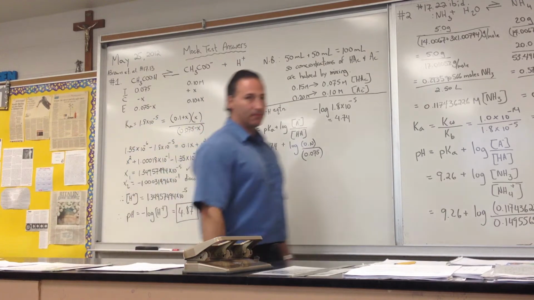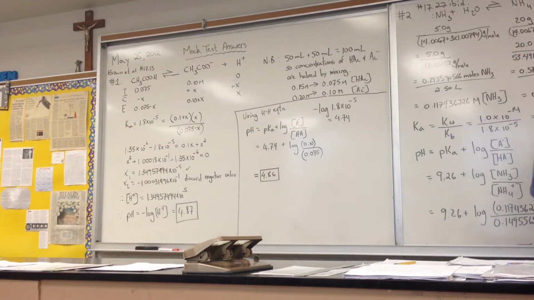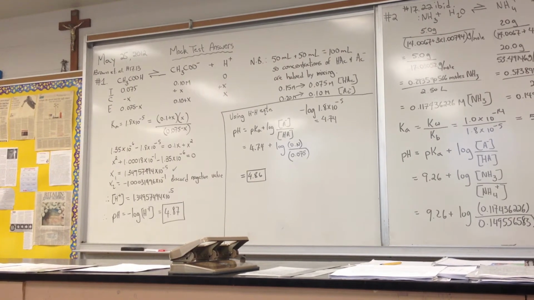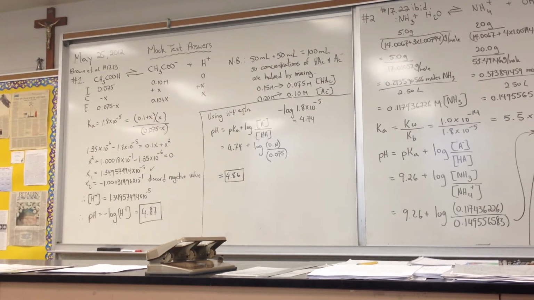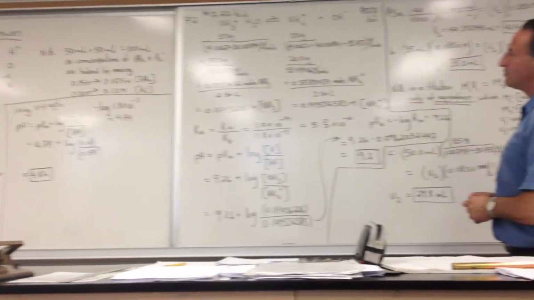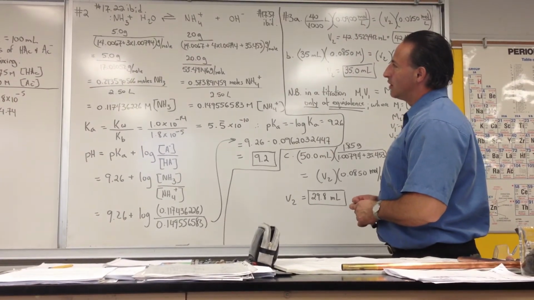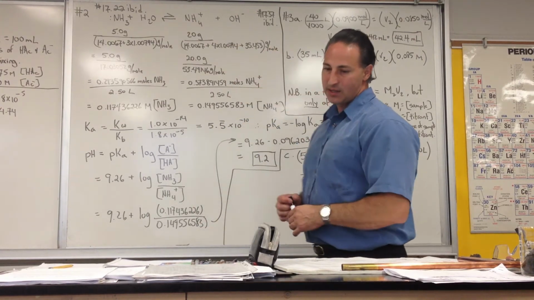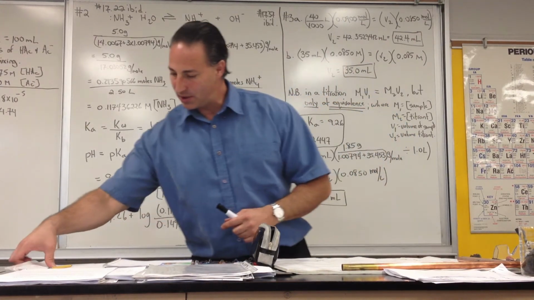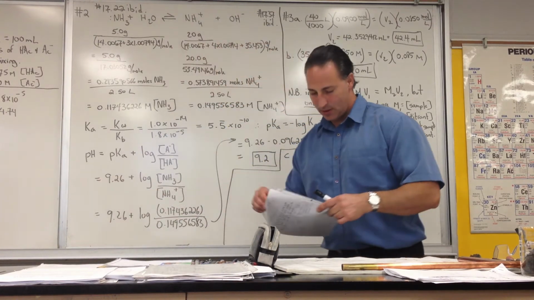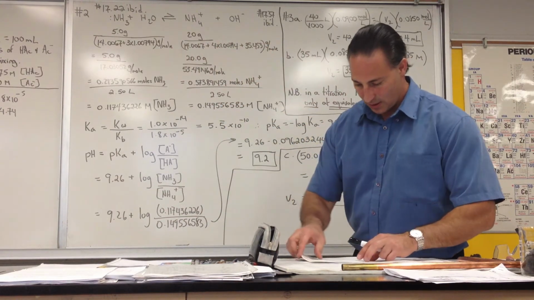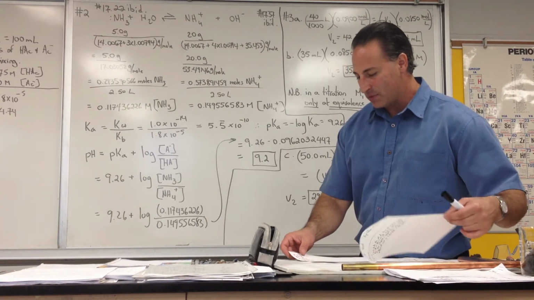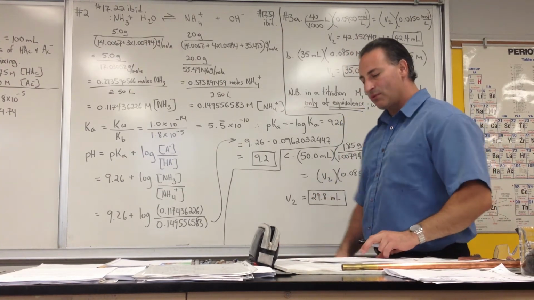There are no further questions on number one. So for number two, the problem comes from number 17 in your textbook. You're asked, what is the pH of a buffer prepared by adding 5 grams of ammonia and 20 grams of ammonium chloride?